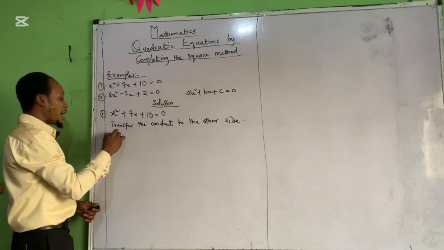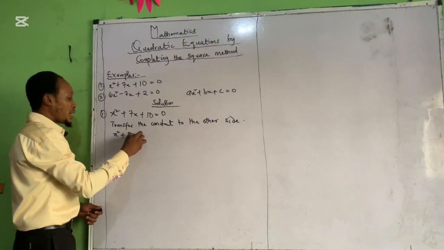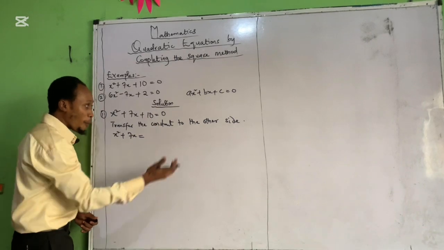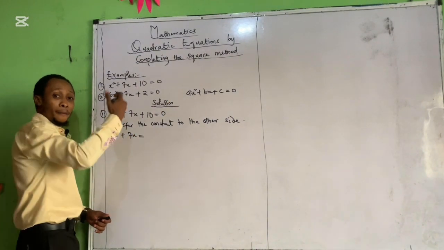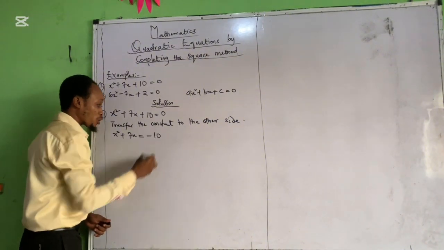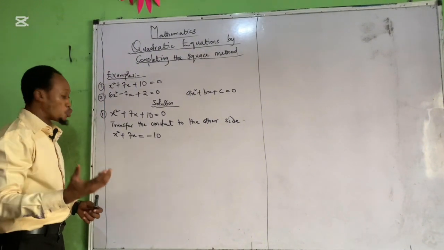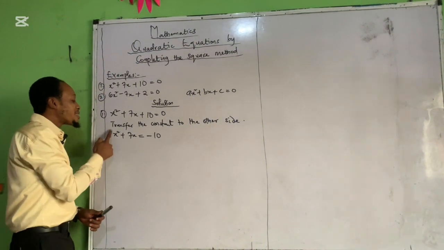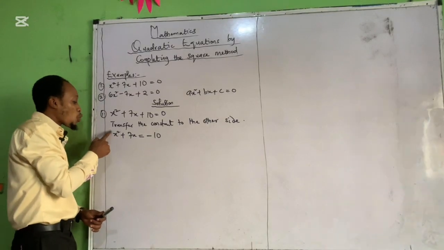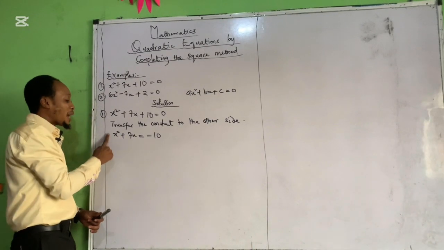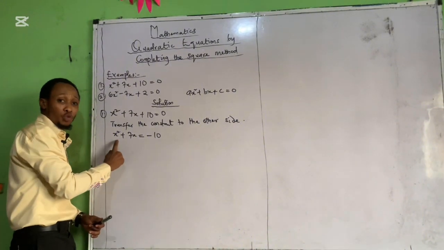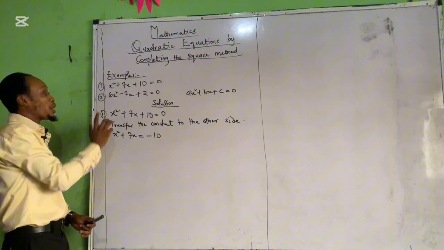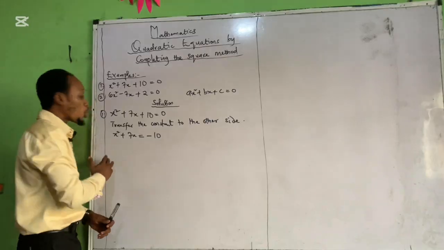So we have x squared plus 7x equals 0 minus 10. You know, plus 10 is crossing to the other side. That will be 0 minus 10, which is minus 10. Alright, the next thing to do is to check if there is a coefficient here. If x squared has a coefficient, we are going to divide all through by the coefficient of x squared. But in this question, x squared doesn't have any coefficient. So we go to the next step.